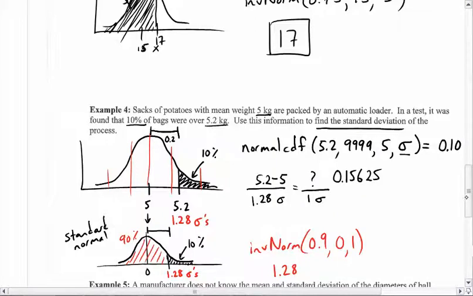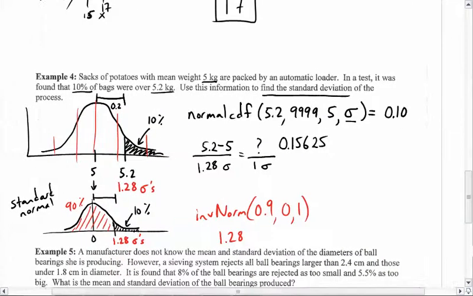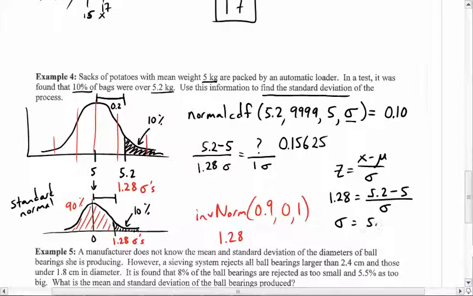Okay, another way to solve that would be to use the z-score formula that we had from last time. The z-score is x minus mu divided by sigma. So the z-score is the number of standard deviations. So the number of standard deviations is 1.28. X is the coordinate on the x-axis. We know mu, and we want to find out what is the standard deviation. So multiplying the standard deviation to the other side of the equation, dividing both sides by 1.28, we get the same answer, 0.15625.